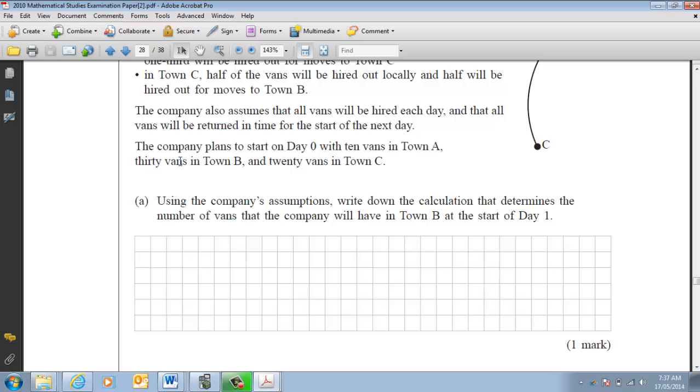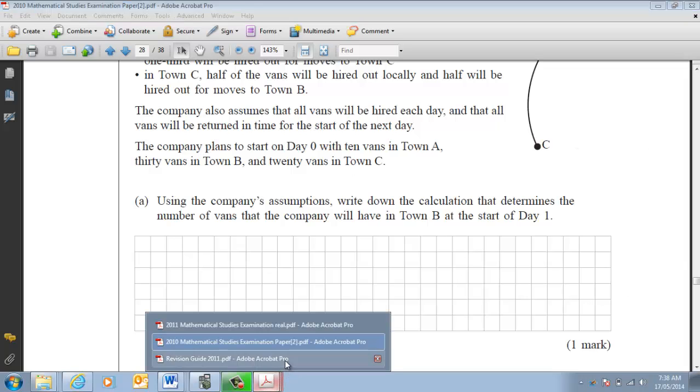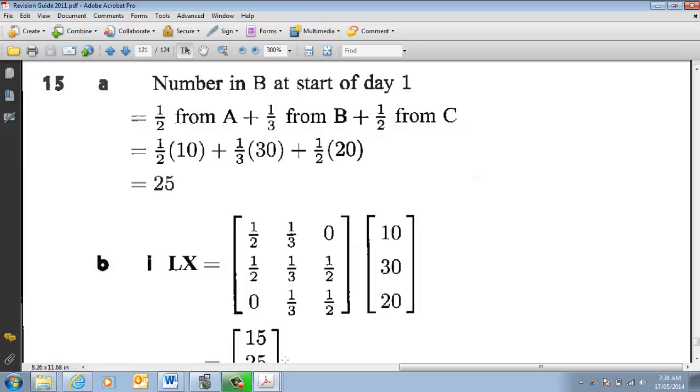Now here it tells you they start with 10 vans in town A, 30 vans in town B and 20 vans in town C. So obviously what we need to do there is consider what's actually going on. Well, half the vans from town A will go to town B, so that's going to be 50% times by 10, which will give you 5. A third of the cars from town B will stay in town B, and half the cars from town C will go to town B. So that's going to be 5, 10 and 10, so that's going to give you 25 cars in town B.